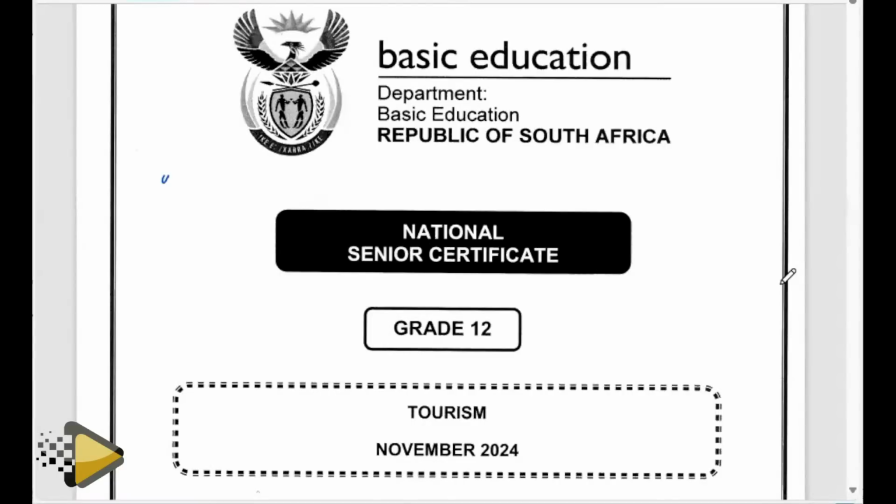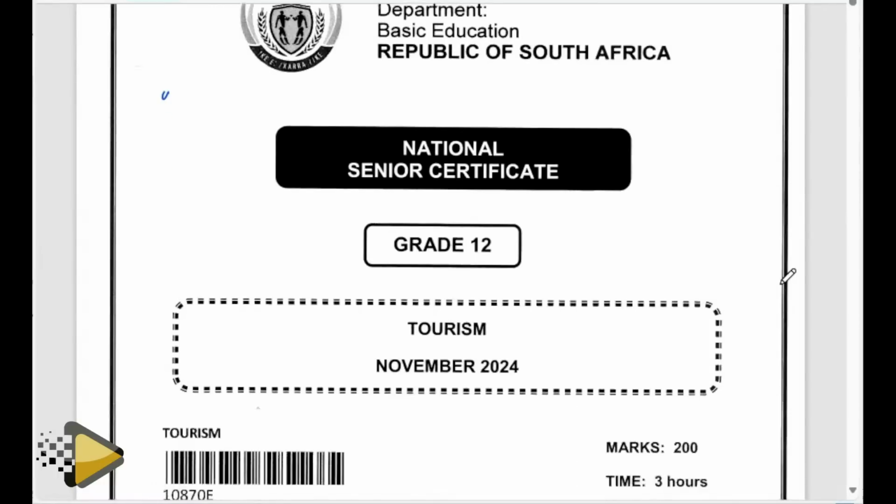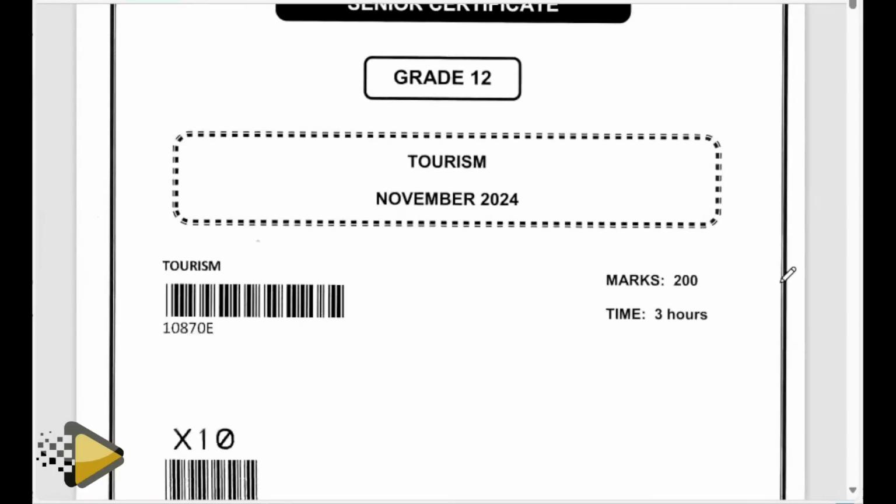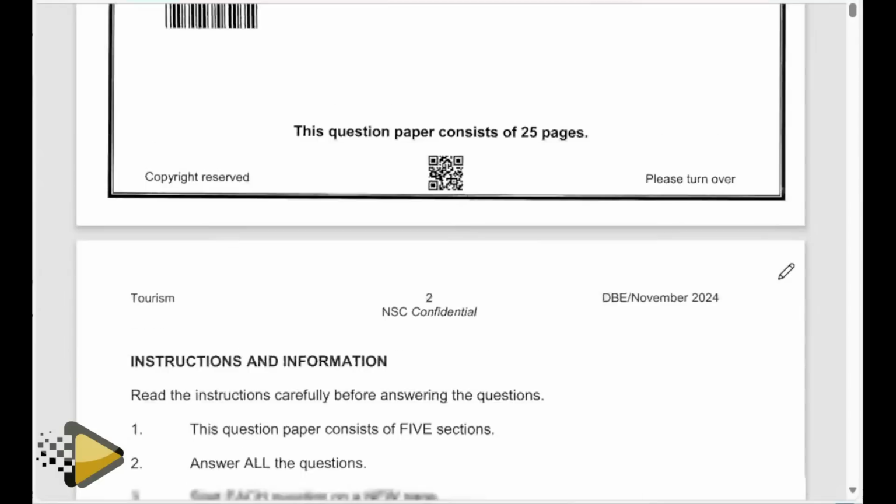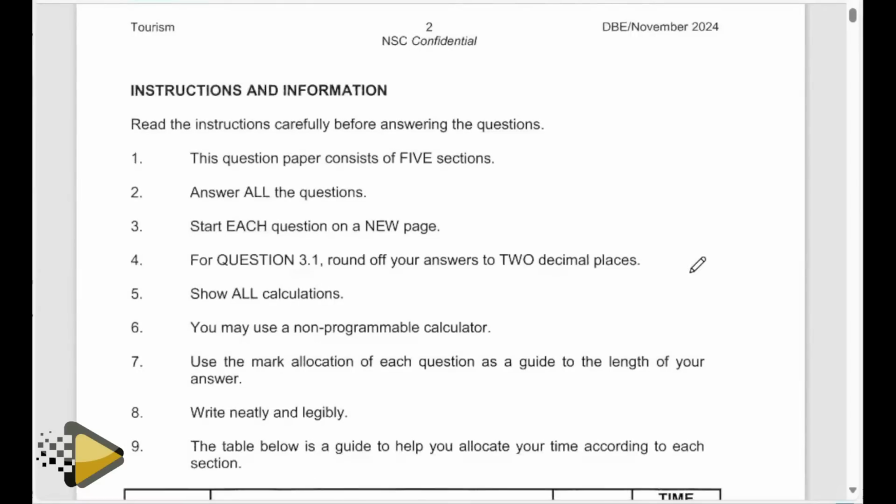Hello, candidates. Welcome to this memo discussion for the Tourism November 2024 examination. So I'm going to go through the 2024 examination. All questions are compulsory. It consists of 5 sections. You answer all questions. Then you start each question on a new page. Whenever you're supposed to do calculations, you're supposed to round off your answer to 2 decimal places.